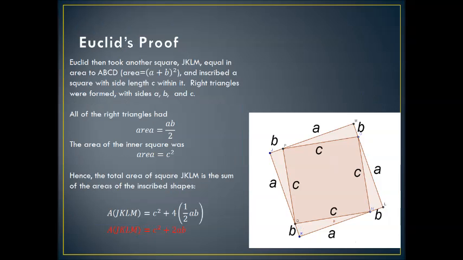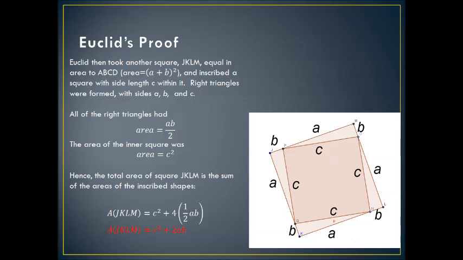To continue his proof, Euclid then took another square, JKLM, equal in area to ABCD, which is (a+b) squared, and inscribed a square with side length c within it. Right triangles were formed with sides a, b, and c. All of the right triangles had area ab/2, and the area of the inner square was c squared. Hence, the total area of square JKLM is the sum of the areas of the inscribed shapes. So, c squared plus 4 times 1/2 ab, because there are 4 triangles, and we get the area of JKLM is c squared plus 2ab.